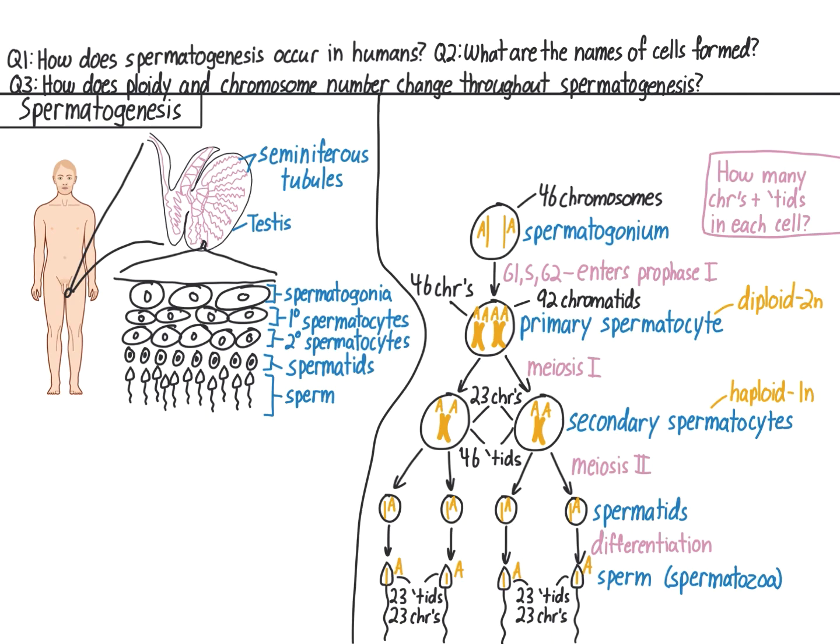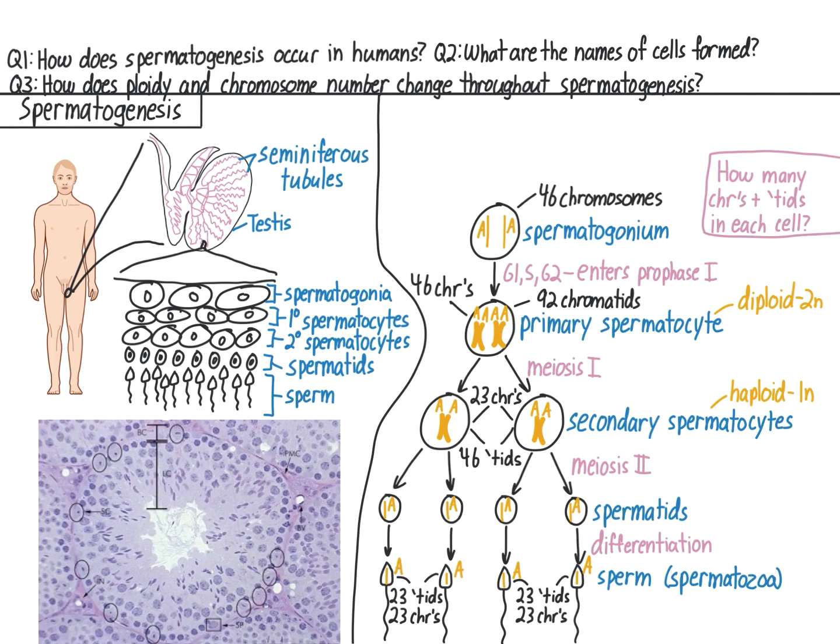We can see this in an actual seminiferous tubule here. Here's the outside of one tubule. The spermatogonia will be about here, the primary spermatocytes about here, the secondary spermatocytes about here, and the spermatids and sperm about here. From there, they'll enter the lumen and make their way to the epididymis to continue maturation.